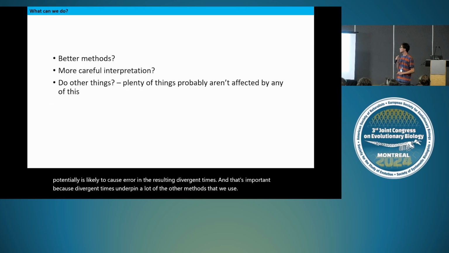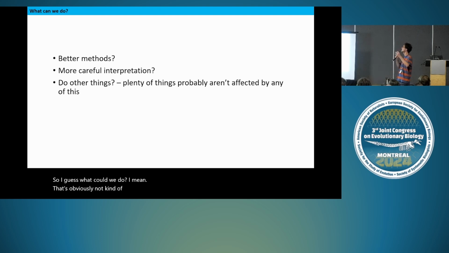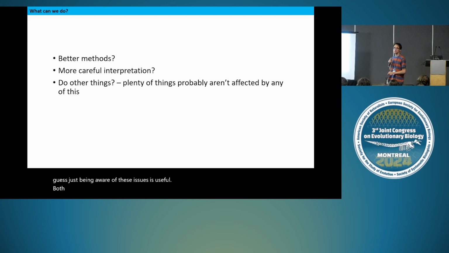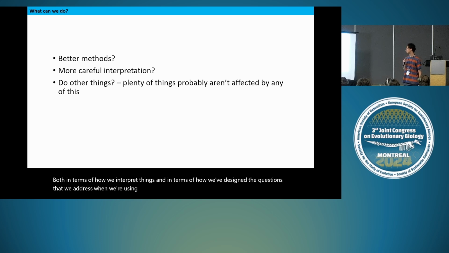So I guess what could we do? That's obviously not a complete set of things, and that's for people to decide really. But there's certainly scope for better methods that take this into account more explicitly. I guess just being aware of these issues is useful, both in terms of how we interpret things and in terms of how we design the questions that we address when we're using these methods as well.